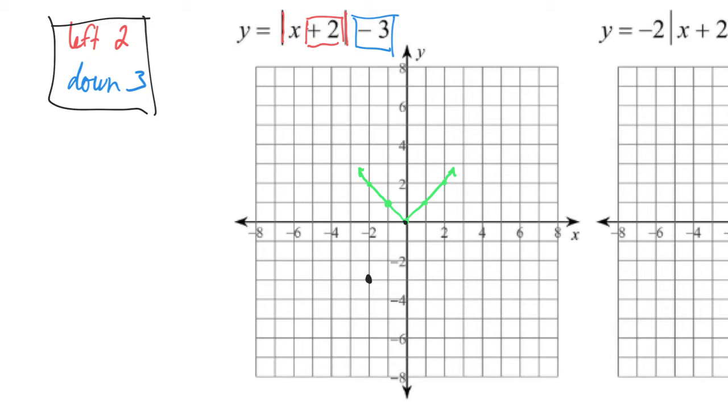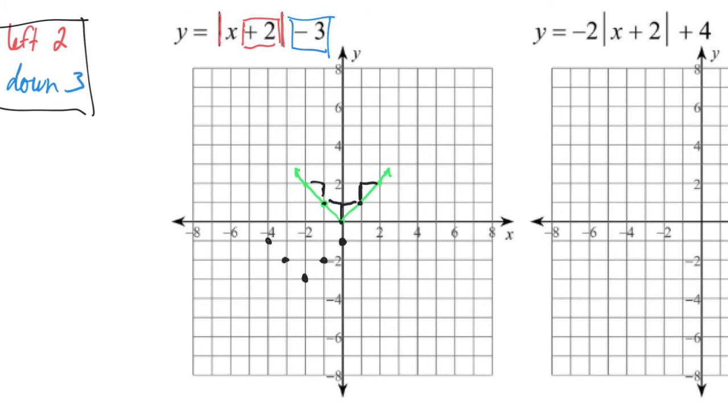From that new vertex, I look at the parent function and I ask myself, what do I need to do to get to the next dots? So I have to go up 1 and right 1, up 1 and left 1. That's going to get this pair of dots. There we go. To get to the next pair of dots, go up another one and right another one, up another one, left another one. So that's the pattern that this follows. Just up 1, over 1 every time.